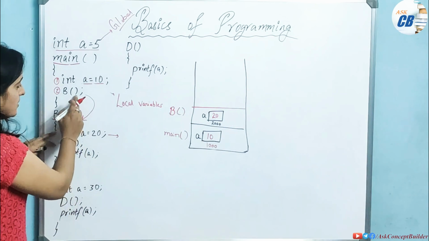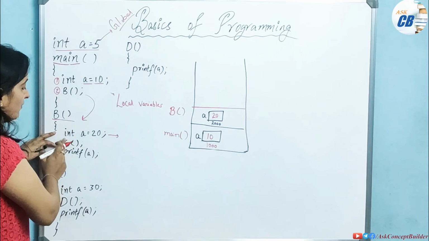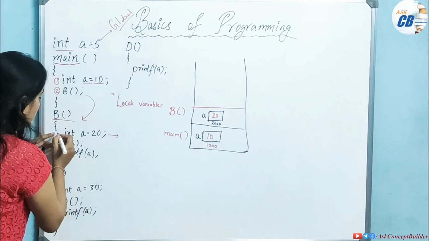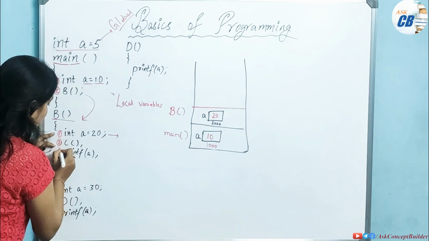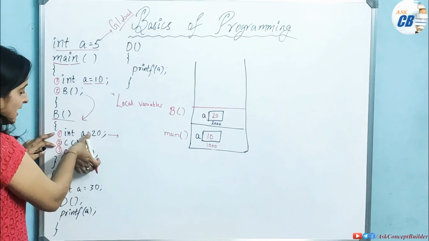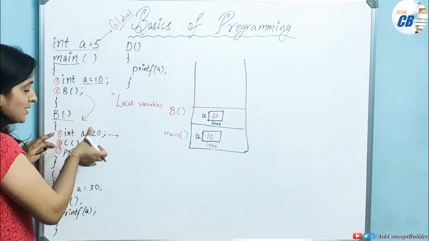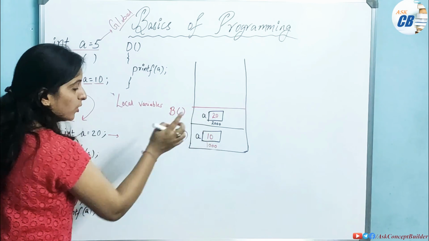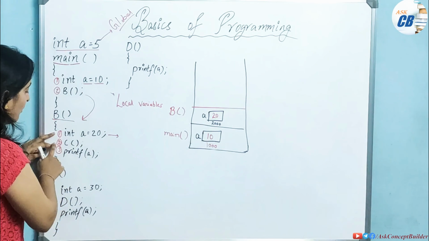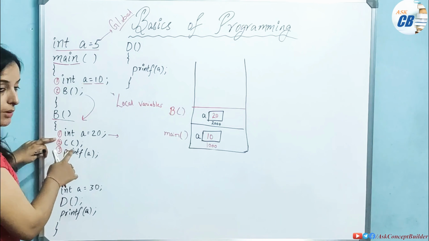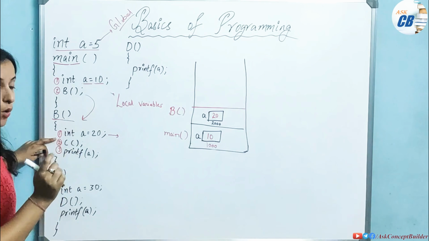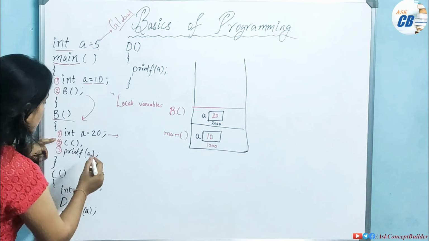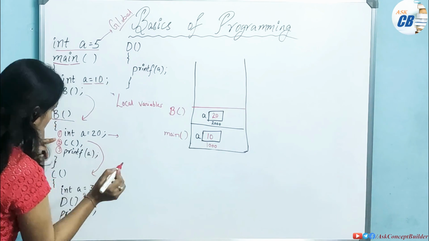Now see, when we come to this b function, to complete this function we have to complete all the statements present in it. Only when these statements are completed will this function be completed. The first step is int a equals 20, which we have allocated, so the first statement is completed. Now we move to the second statement, which is calling the C function. We have to go to the C function, because the second statement is execution of the C function. Now it will come here to the C function.